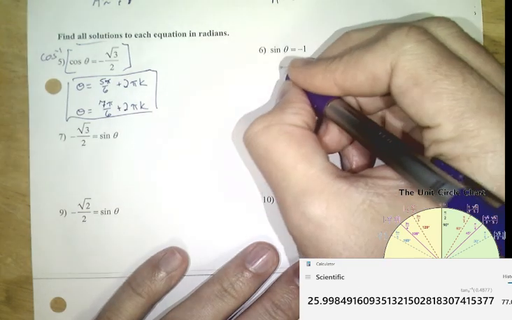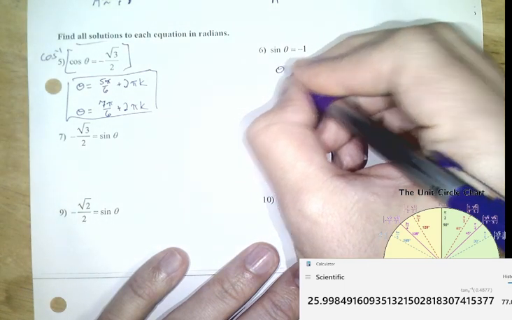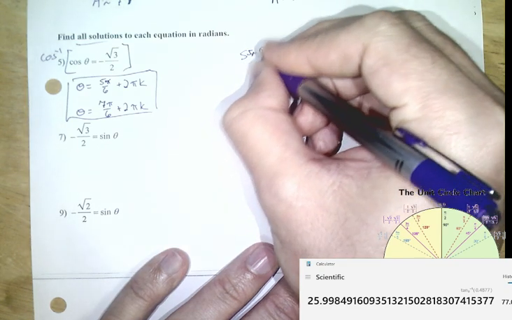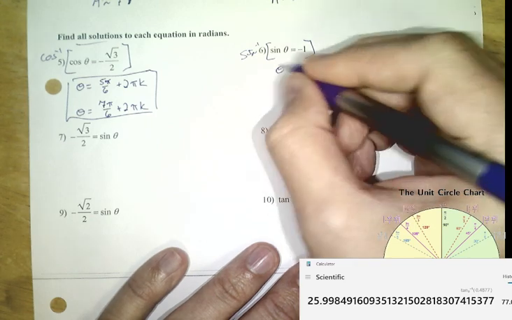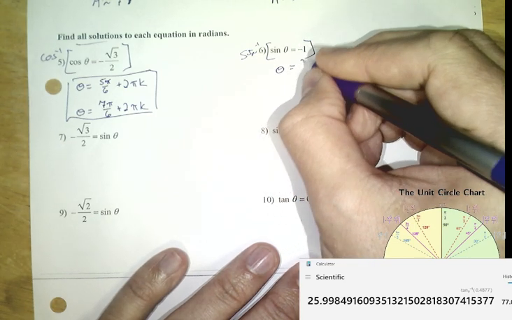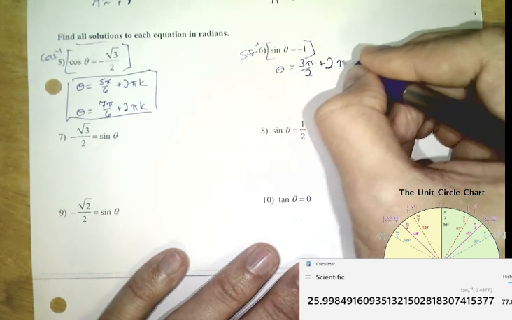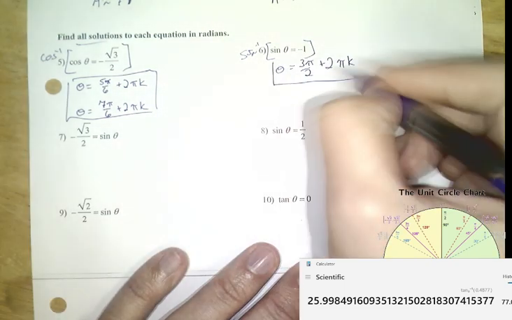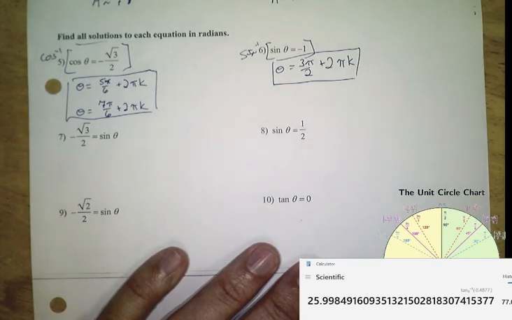Inverse sine of -1. So -1 only occurs on the unit circle for, so take the inverse sine of both sides, and it only occurs at 3 pi over 2 plus 2 pi k, and that's the only occurrence, so it's the only one we need to write.